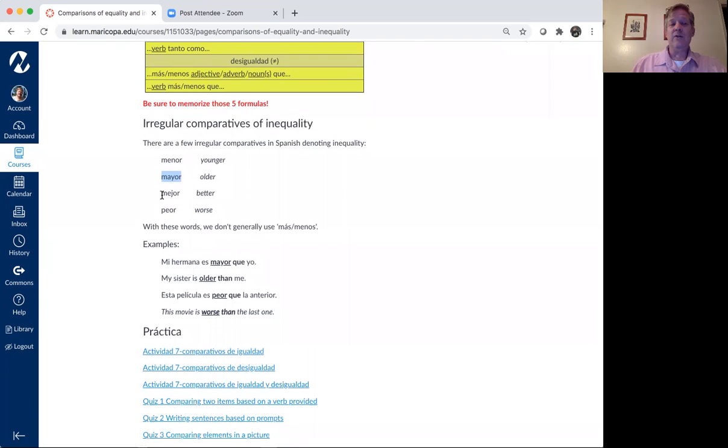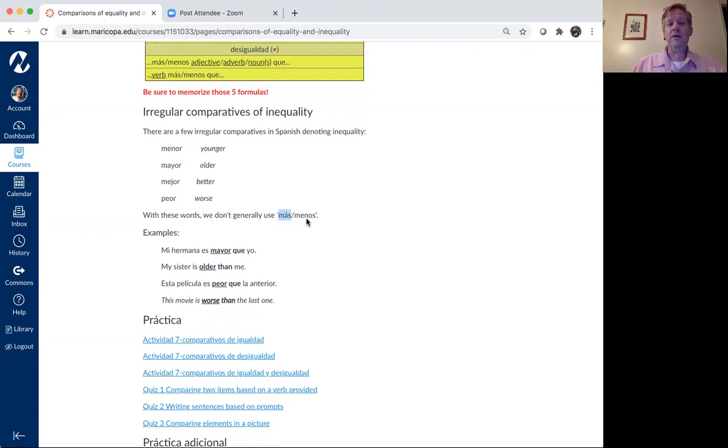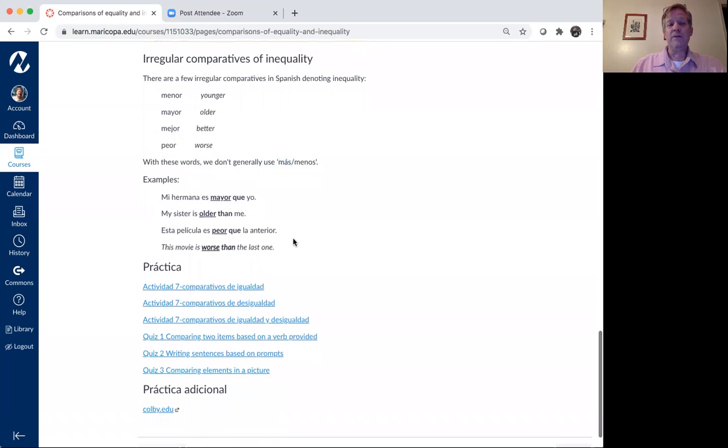Bien. And then, of course, you have mejor, better, and peor. And with these words, we usually don't use más or menos. Right? We don't use más or menos. Bien. Here are some examples.